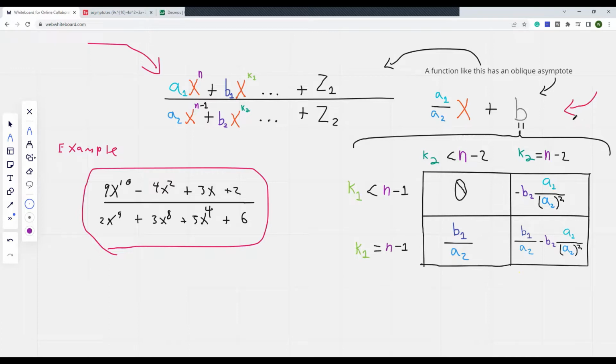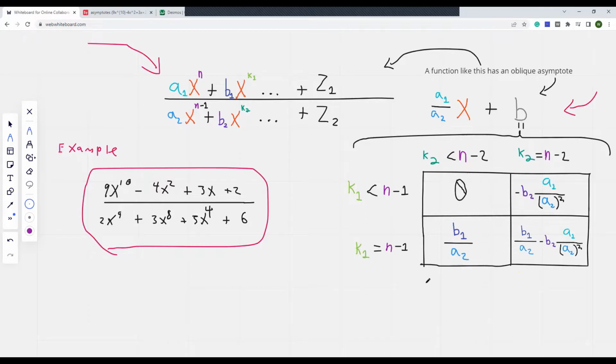Solving for the slope is the easy part, right? It's simply the coefficient on the highest term in the numerator divided by the coefficient of the highest term in the denominator, the terms of the highest powers. You multiply that by x. That's the slope of the oblique asymptote. Solving for b, the intercept of the oblique asymptote, solving for the y-intercept, that's the hard part. b is the hard part.